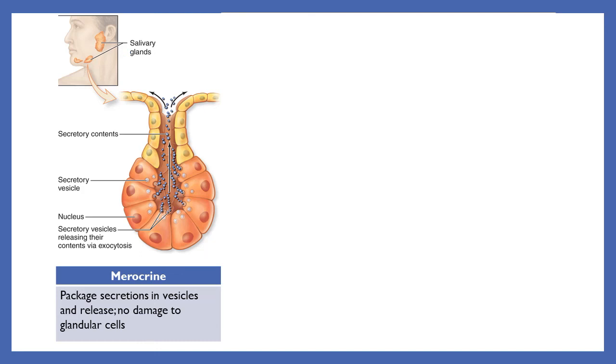Here is the merocrine gland. The merocrine gland packages secretions in vesicles and releases them. No damage is done to the glandular cells. Because of that, we don't have to regenerate them. They're good to go. We see the salivary glands in this example.